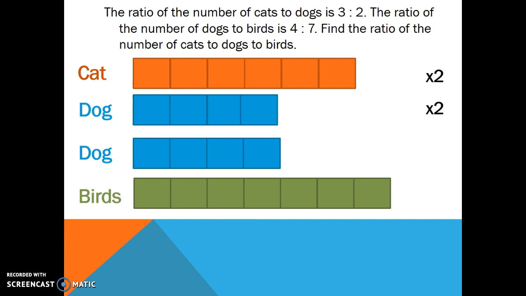So now hopefully you can look at these bar models and see that the ratio of cats to dogs to birds is going to be 6 to 4 to 7.